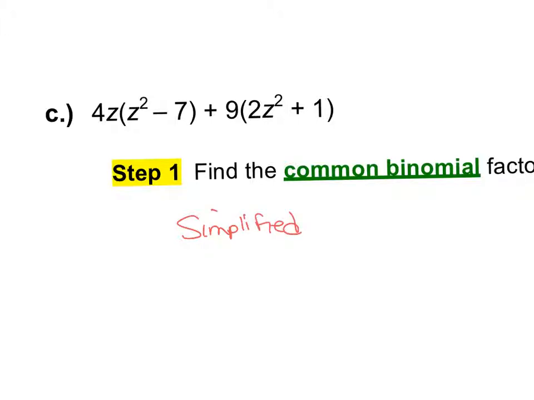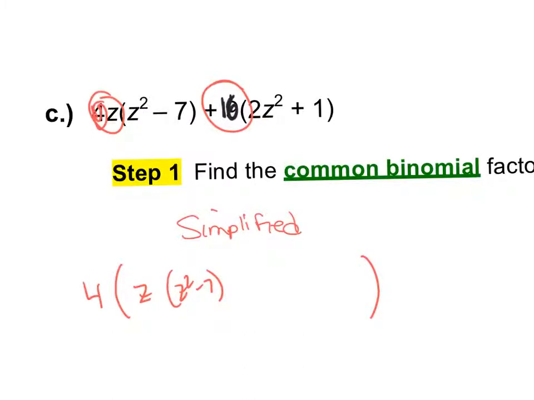If I change the problem so that instead of 9 it was 16, then what you could have done is taken out a 4 from here, and you would have been left with just z times z squared minus 7, and then plus, and when you factor out the 4, you're dividing, so that would become plus, and then 4 times 2z squared plus 1.